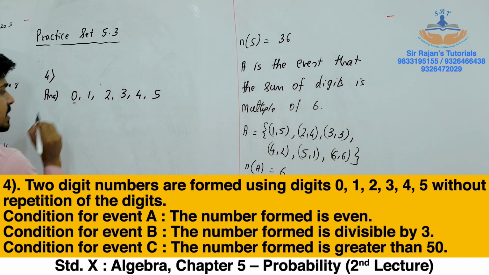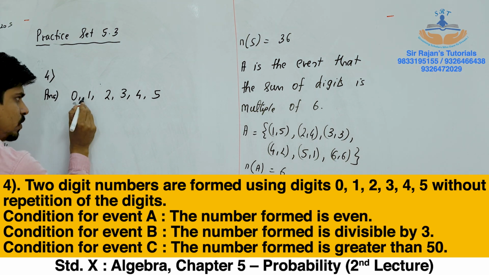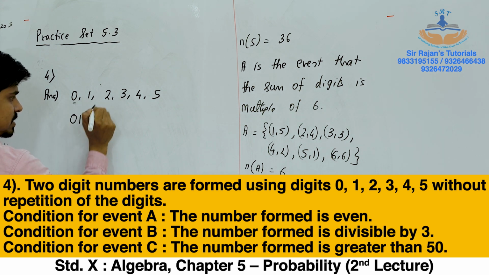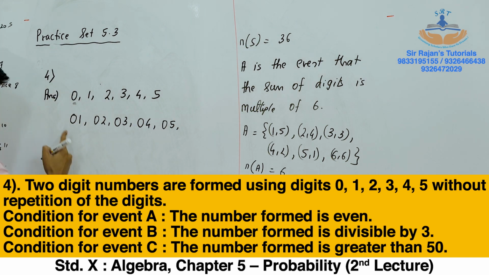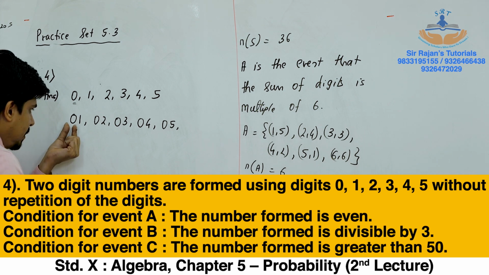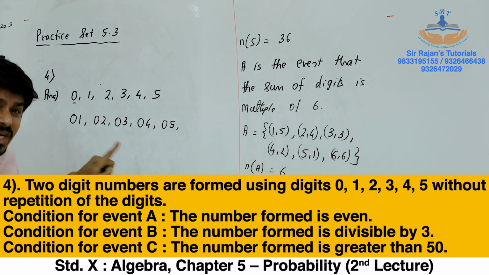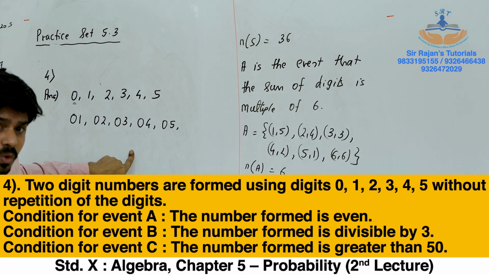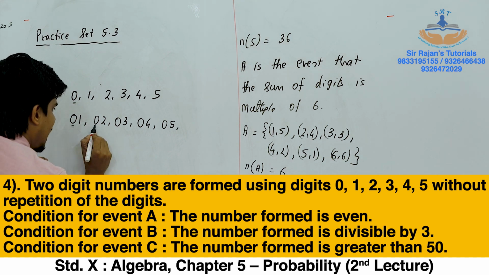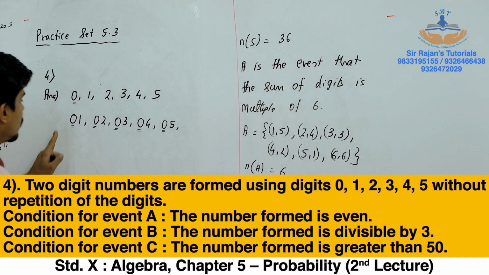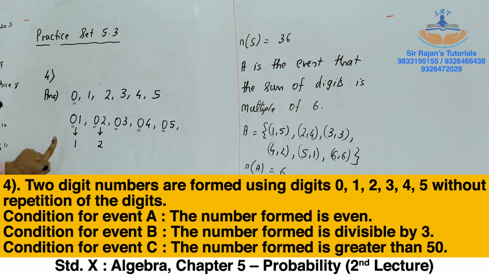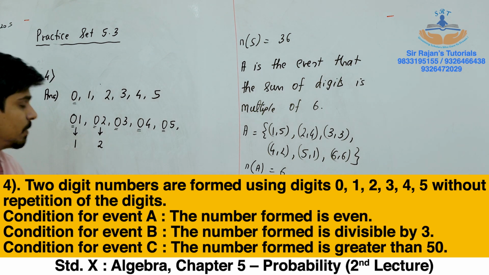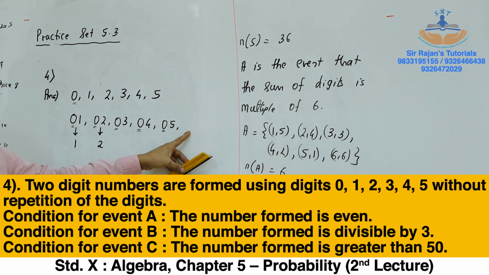Okay, I start with 0. Suppose I start with 0: with 0 I took 1, 0 1, then 0 2, then 0 3, then 0 4, then 0 5. All these numbers look like 2 digits, but is it a 2-digit number? No. Why no? Because the number starts with a 0. So 0 1 means 1, 0 2 means 2. So is this a 2-digit number? No. So whenever you talk about a 2-digit number or 3-digit number, you cannot start with 0. Keep this in mind.